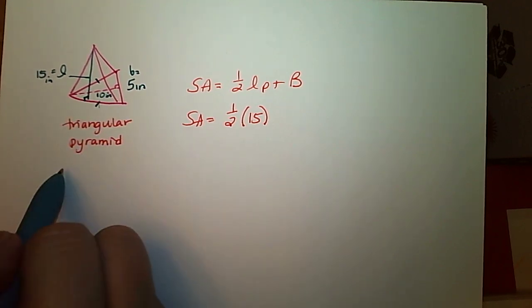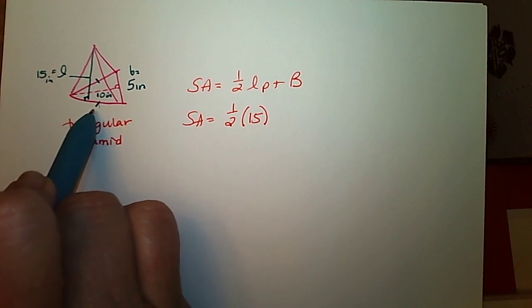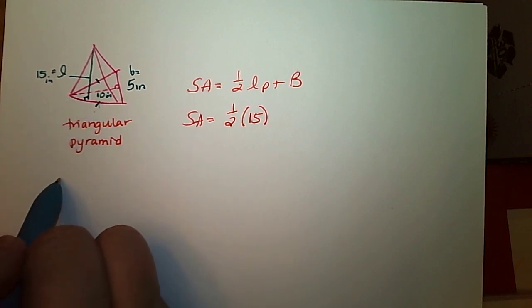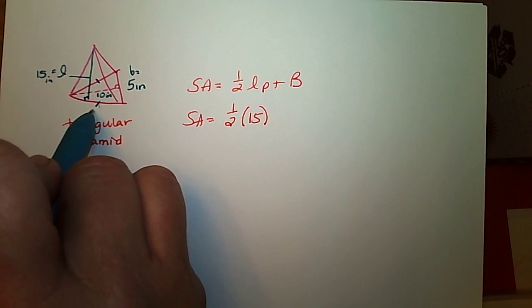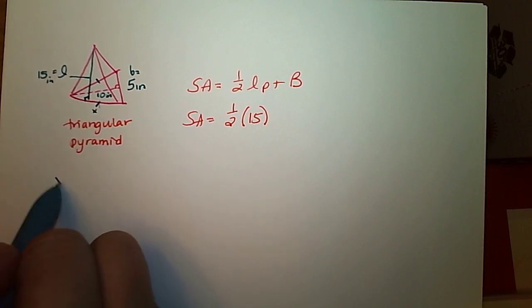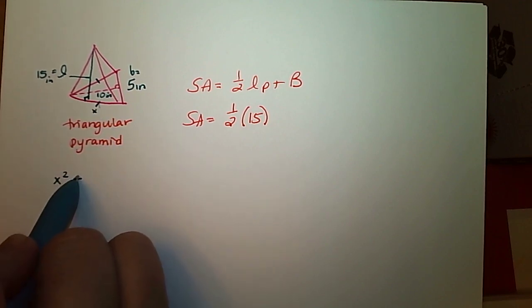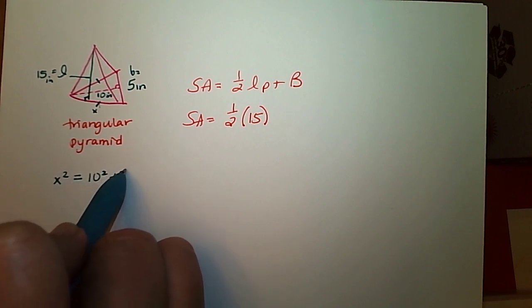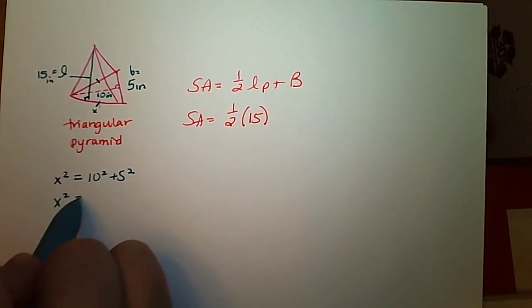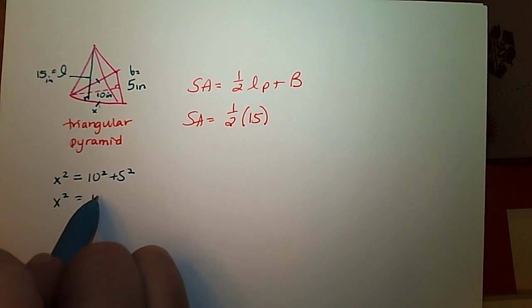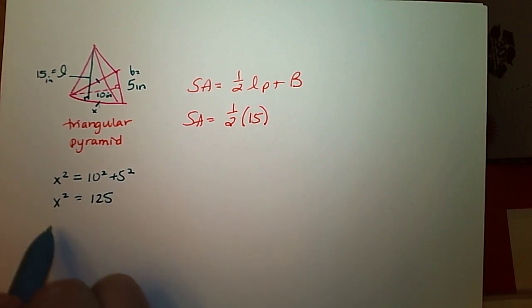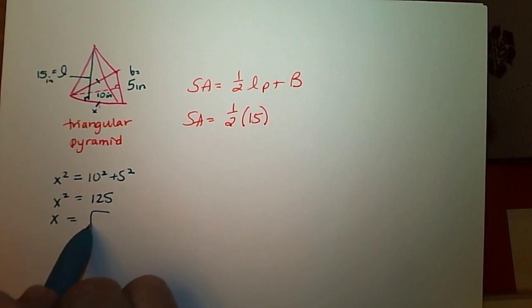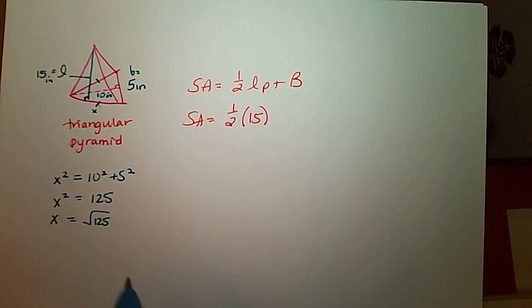So I'm going to come off to the side over here and say, okay, what is this side here going to be? Again, I'm just going to call it x for a minute. So x squared equals 10 squared plus 5 squared. So x squared equals 100 plus 25, which is 125. So x is the square root of 125. And I said that it's going to be an isosceles triangle, so the other side will be the same.